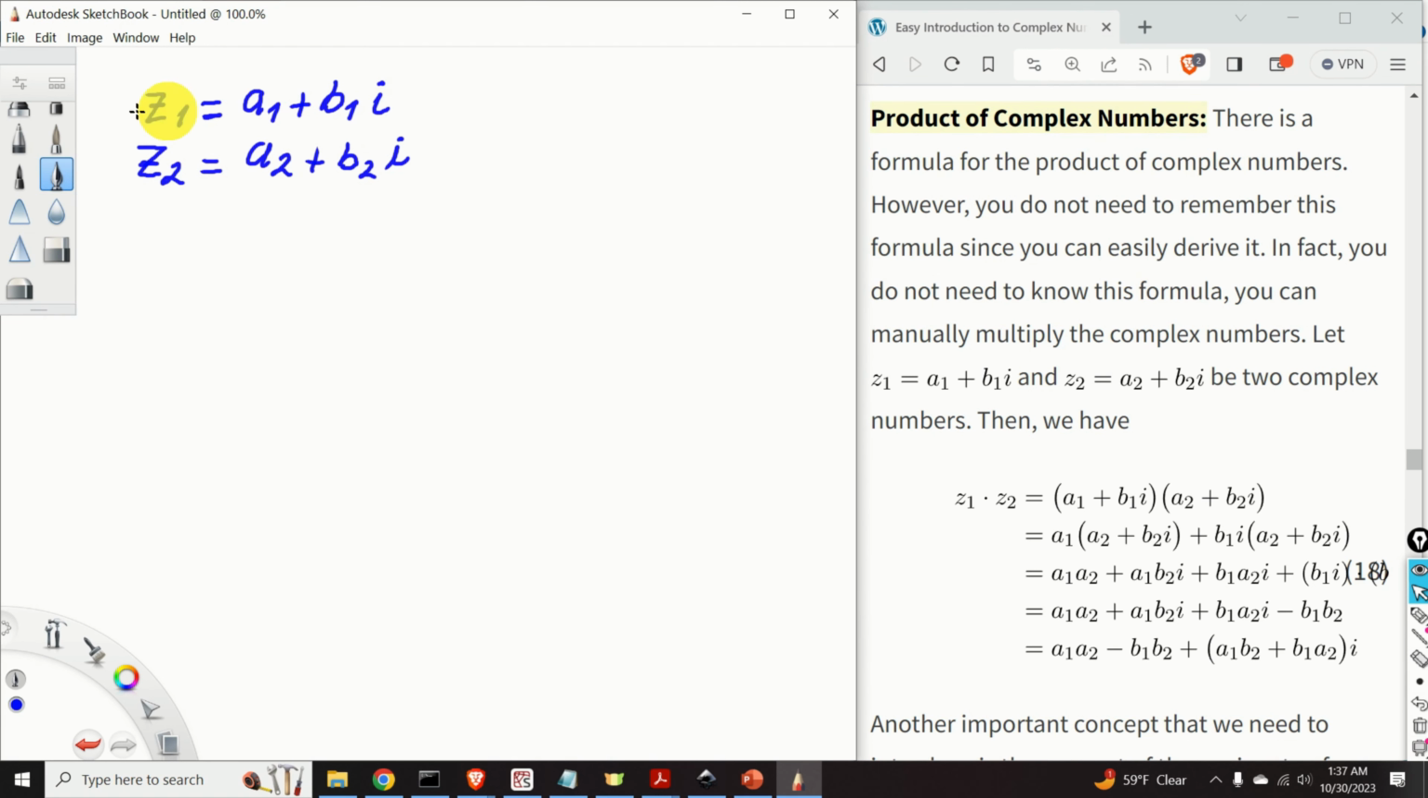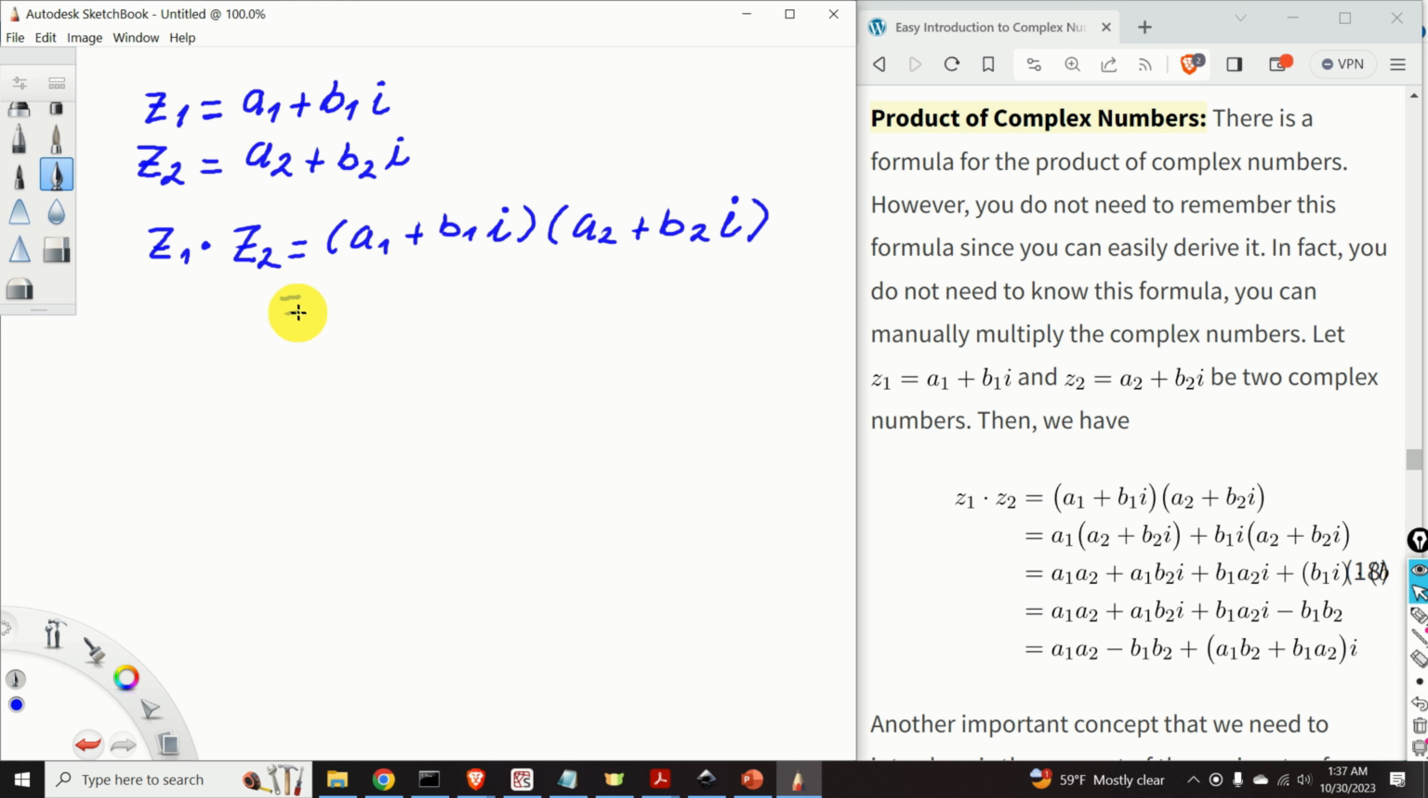Next, let's learn how to compute the product of two complex numbers. There is a formula that you can apply, however, don't memorize formulas. Learn how to derive them. And it's very simple. Let's see. So we have z1 multiplying z2. Write z1, a1 plus b1i. Then write z2, a2 plus b2 times i. And then you can perform multiplications.